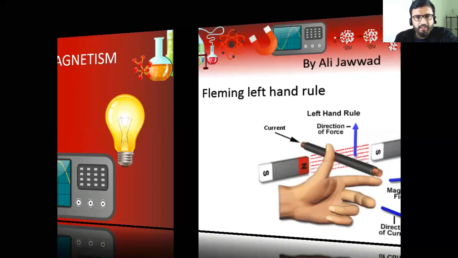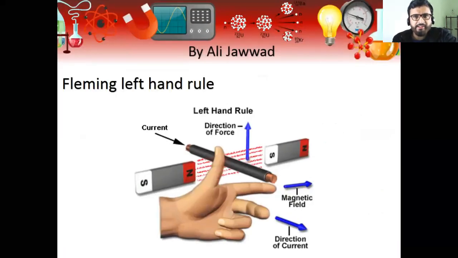Our first topic in today's lesson is Fleming's left-hand rule. Fleming's left-hand rule is really important because it gives us the direction of magnetic field, current and force. It gives the relative direction, meaning whenever you change the direction of any one of the components, the direction of the rest of the components will also change.